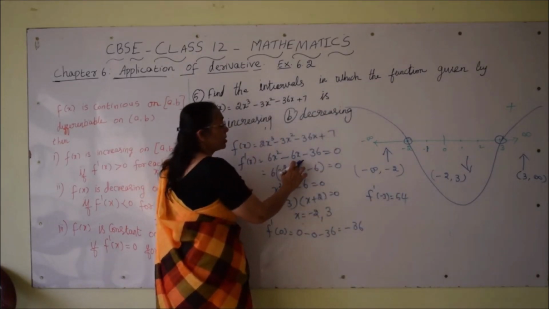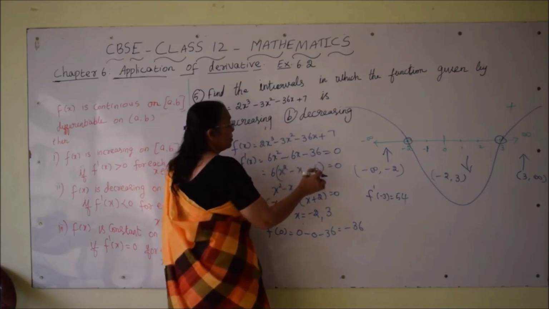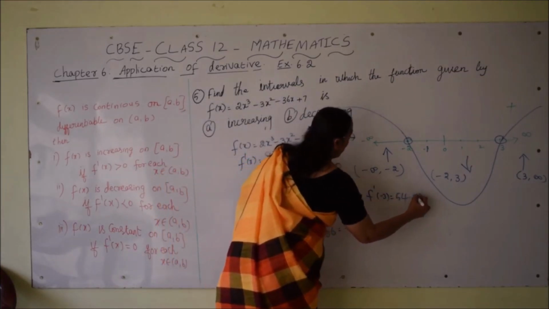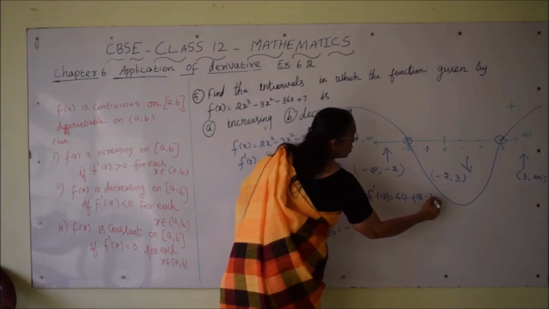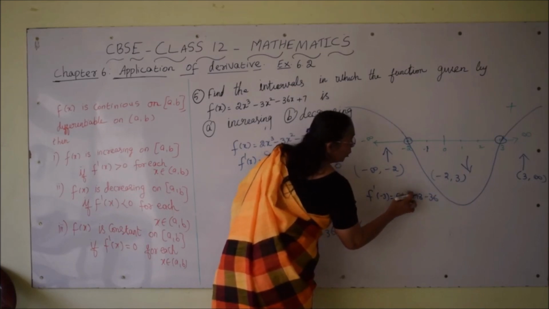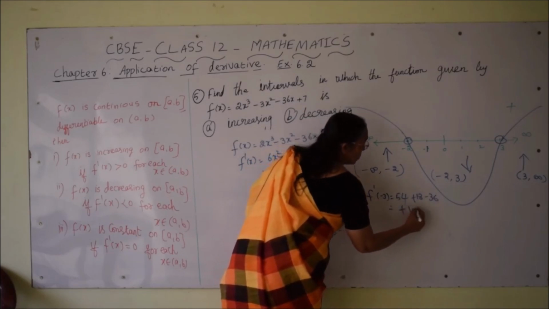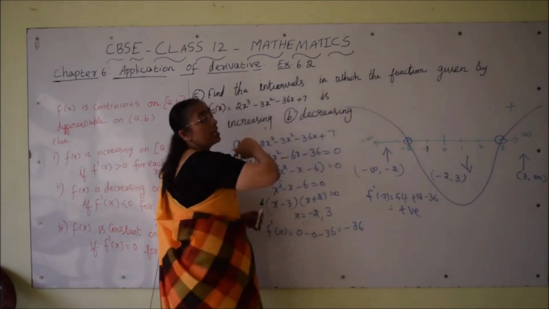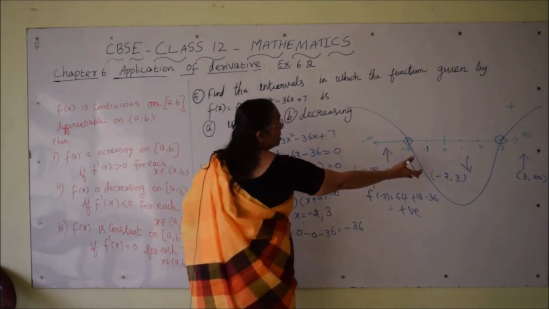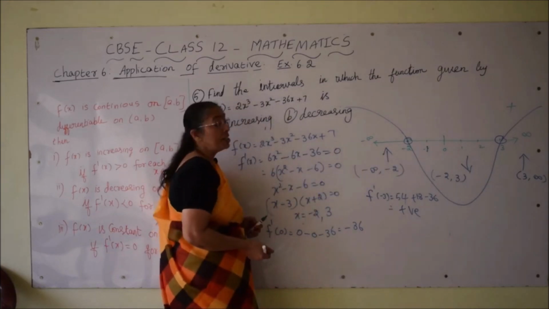And minus 6 into minus 3 will come plus 18, and minus 36. So this value is 54 plus 18, a bigger value only. 72 minus 36 always is positive. So the function is increasing in that interval. Already we checked in this interval by substituting 0 that it is decreasing.